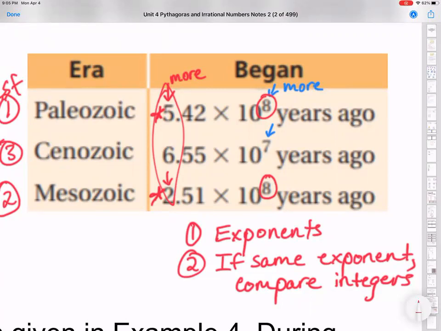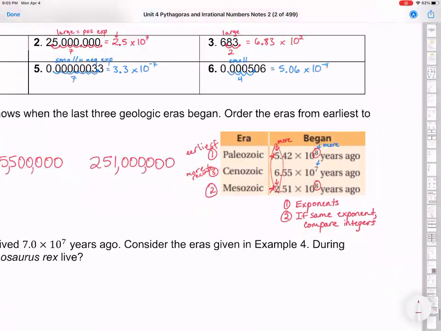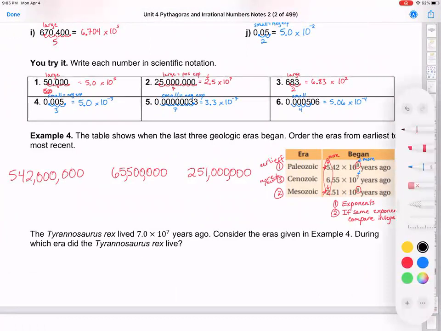But then when I look at the Cenozoic, well, that exponent is defeated by the 8. And so that's why Mesozoic is just bigger. It's older. So again, it boils down to exponents. If they have the same exponent, then compare your integers. And really, guys, at the end of the day, it's those exponents that make things really, really big or really, really small. That's why we mainly hone in on that first.